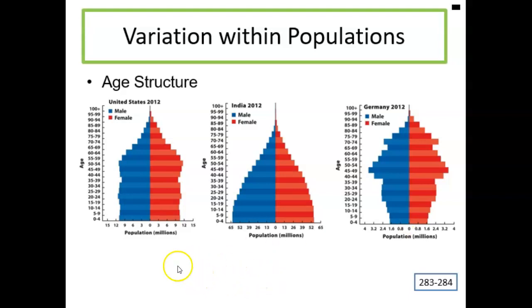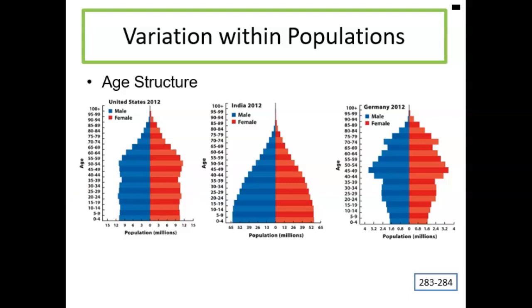So even if, and this isn't the case, but let's just imagine, even if all three of these populations were identical, they all had exactly the same number of individuals, that's a very different outcome for the population. The United States population is staying the same size, the Indian population increasing dramatically, and the Germany population decreasing. So it's not just the number of individuals who's in the population, it's also what ages those individuals are.